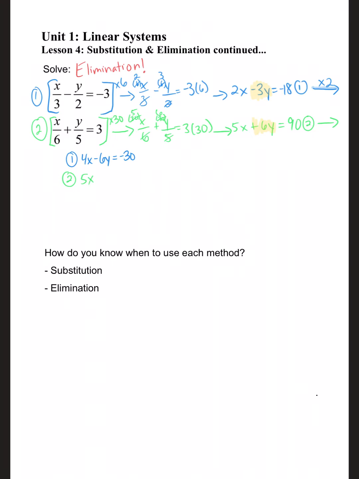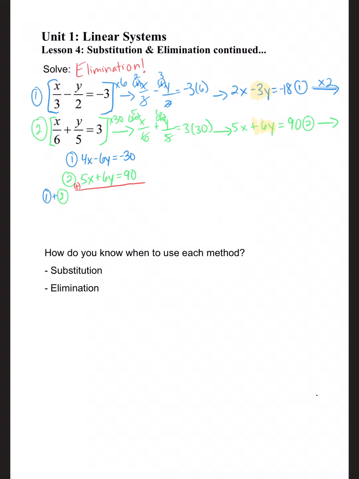So we'll have 5x plus 6y equals 90. Okay, and now since they have the same magnitude but opposite sign, we are going to add equation 1 and 2. And it's always good to, again, communicate that. So we're going to do equation 1 plus equation 2 in order to eliminate our y's.